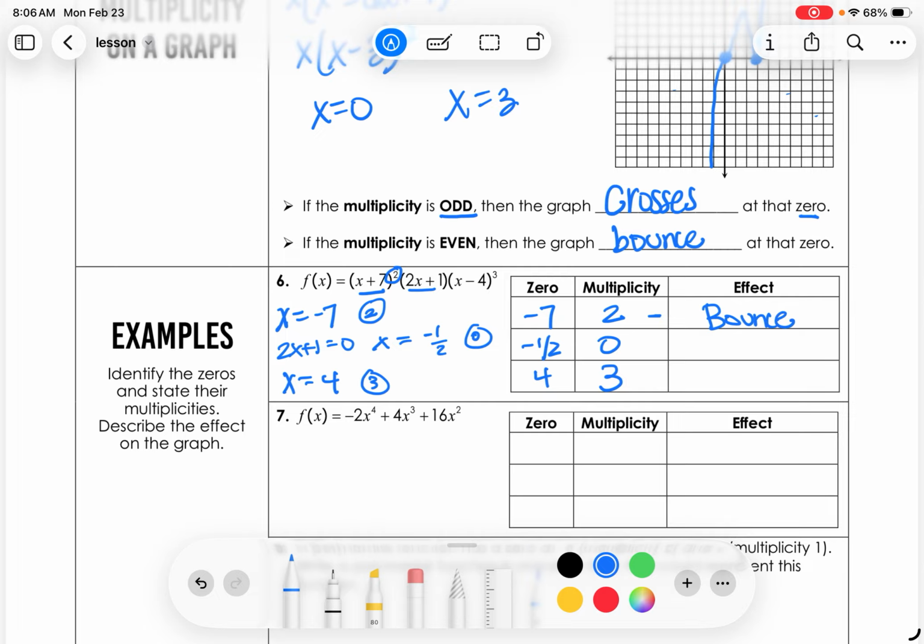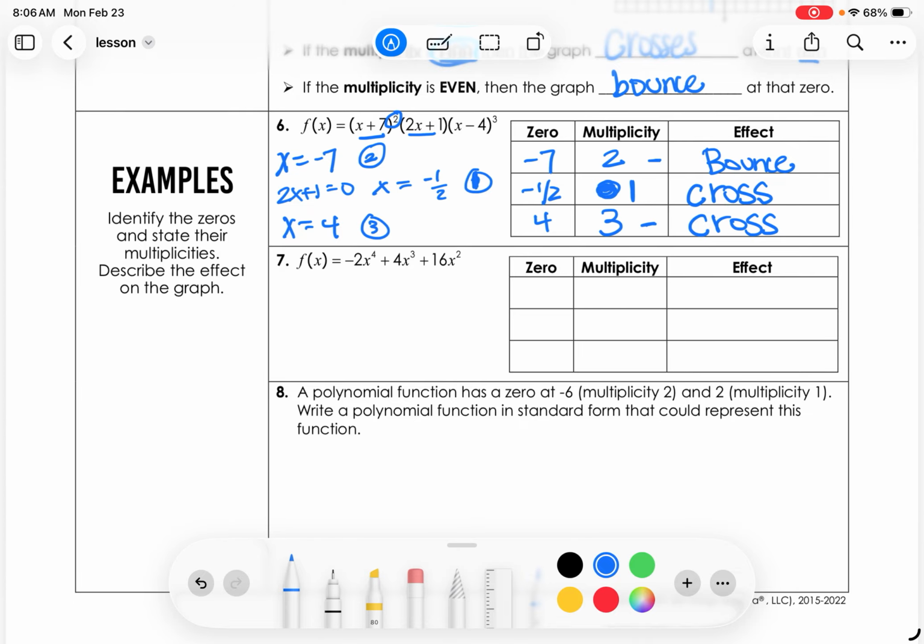The next one, because the multiplicity is, oh, I'm sorry, not 0. There's never a multiplicity of 0. That should say 1. Multiplicity of 1. It is going to cross there because that's odd. And then down here, this one, 3, is odd. So it's also going to cross there. Okay? Let's try one more.